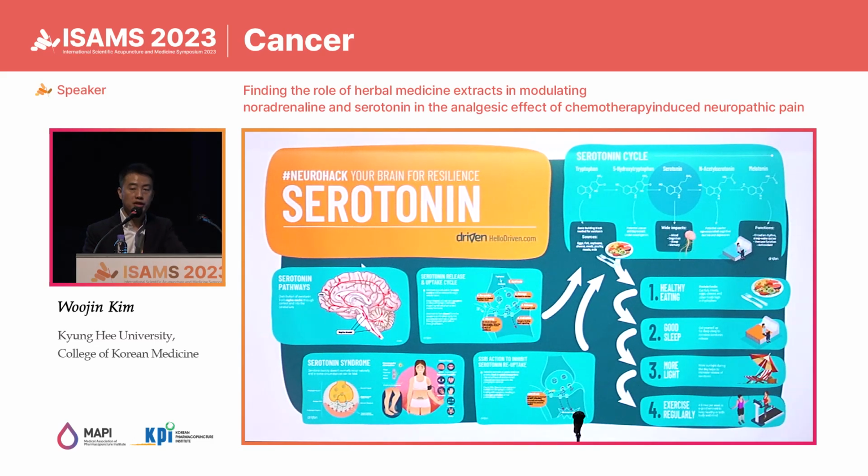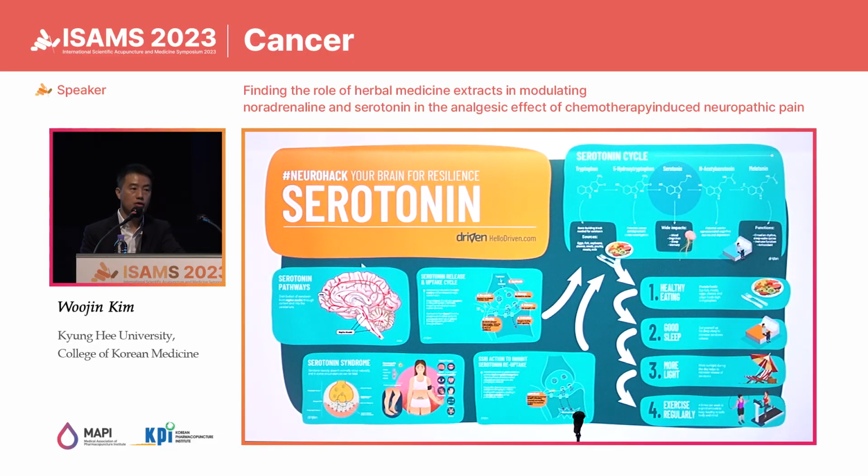So, among serotonin and norepinephrine, I was interested in serotonin. Sure, in our lab we also work with norepinephrine, but today I will focus on serotonin. Serotonin is a really well-known monoamine neurotransmitter. I think you all already know about serotonin.